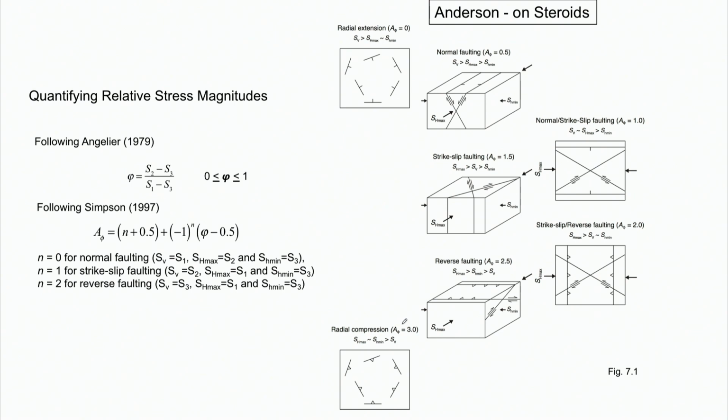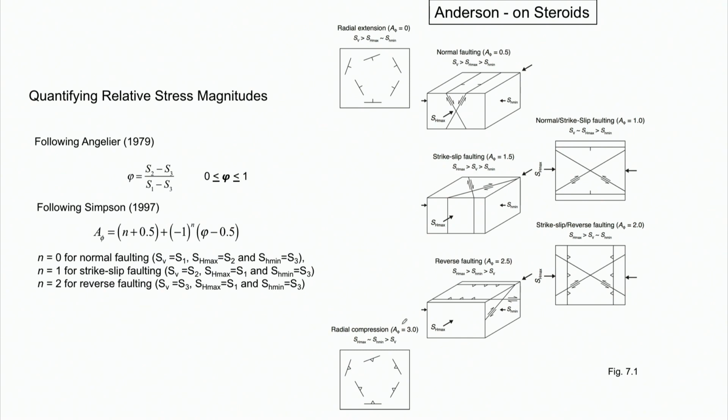Bob Simpson, a now retired geophysicist at the USGS, came up with an improvement on the Angelier definition, and he called it A phi, and the definition is here, and he introduced this kind of algebraic expression where n is equal to 0 for normal faulting, n is equal to 1 for strike slip, and n is equal to 2 for reverse faulting. And that results in the A phi designations that are shown on each of these stress states as I walked through before.